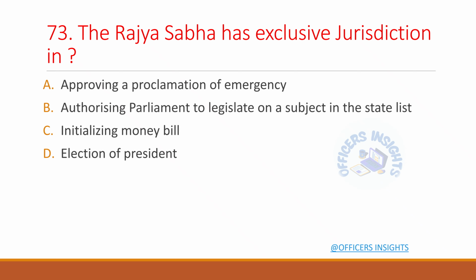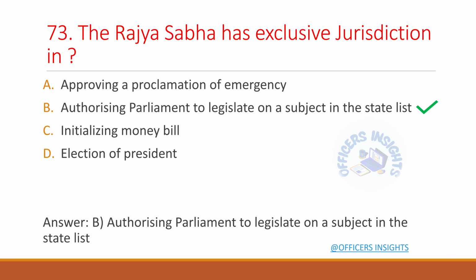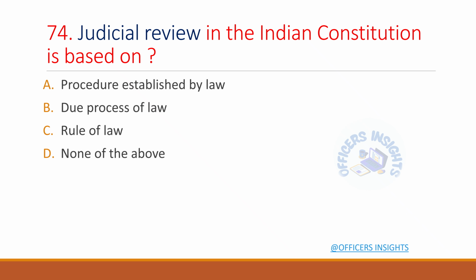The Rajya Sabha has exclusive jurisdiction in. Correct answer is option B, authorizing Parliament to legislate on a subject in the state list. Judicial review in the Indian Constitution is based on. Correct answer is option A, procedure established by law.